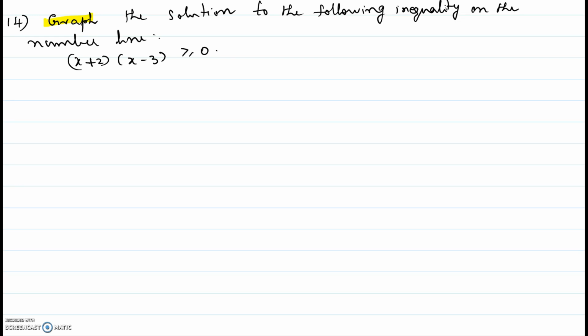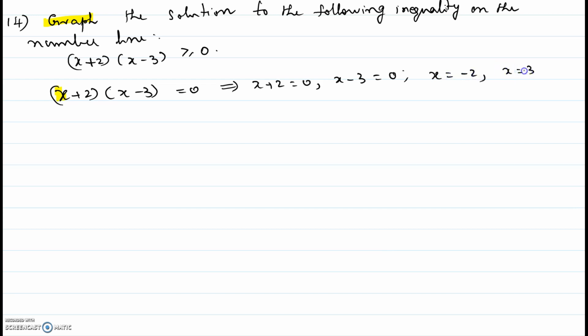First, we will set this to 0 and then we'll find out the two numbers. So, x plus 2 times x minus 3 equal to 0 gives x plus 2 equal to 0 or x minus 3 equal to 0, x equal to negative 2 or x equal to 3.